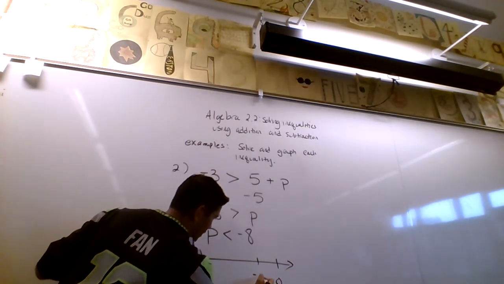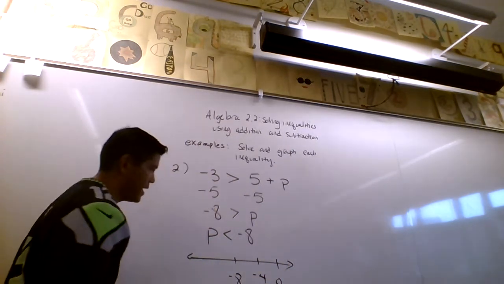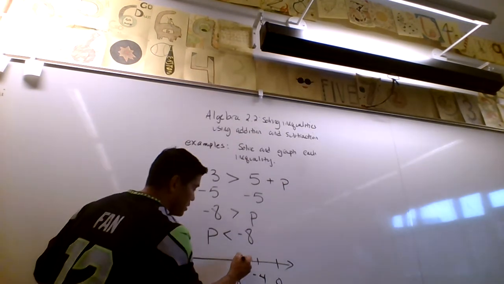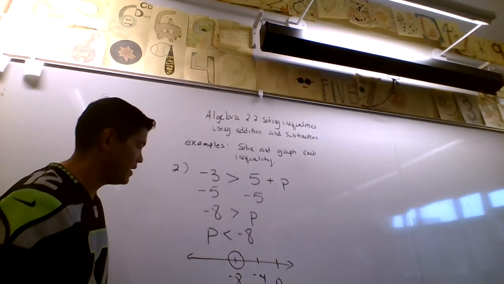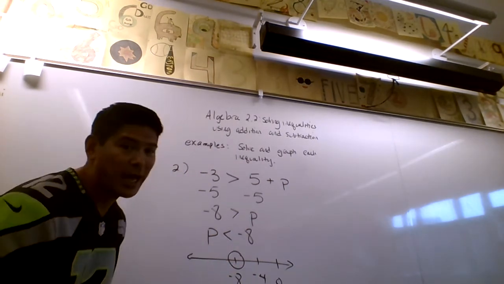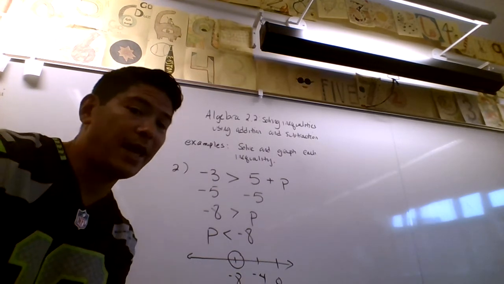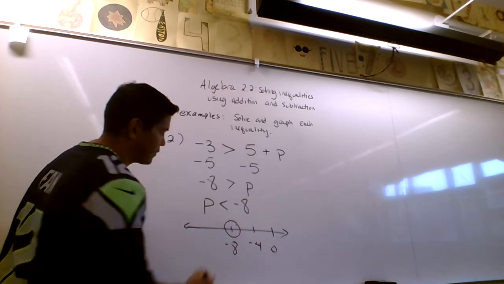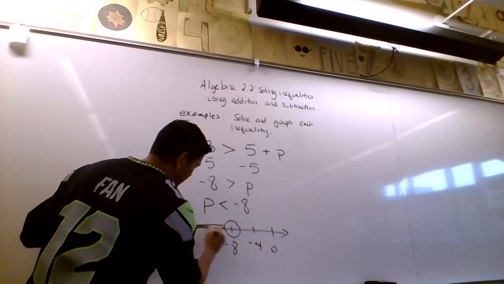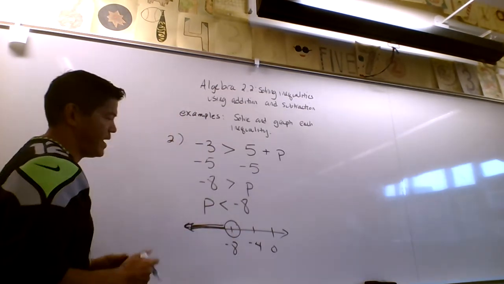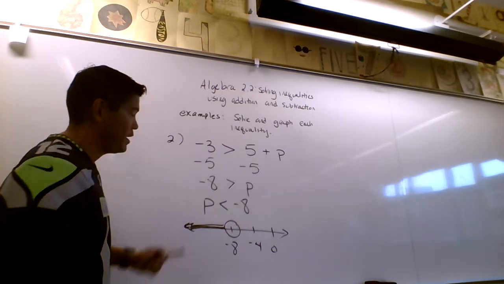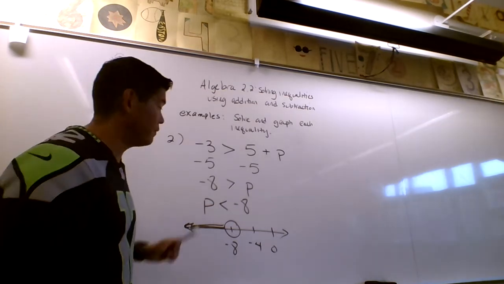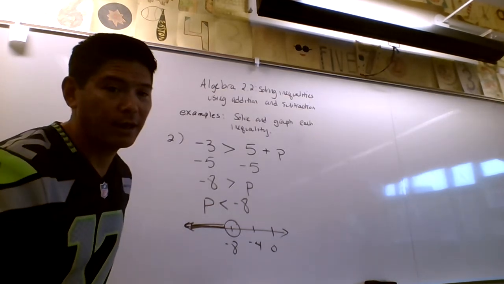Here's 0. I'm going to go by 4s on my graph. And then negative 8 would be to the left of 0. P is less than negative 8, so I want an open circle at negative 8. I think it's obvious that it is an open circle at negative 8. And then my arrow is going to go to the left. All the numbers to the left of negative 8 are less than negative 8. So that's the graph. And if I wanted to name a solution, it could be something like negative 12. Negative 12 is less than negative 8.